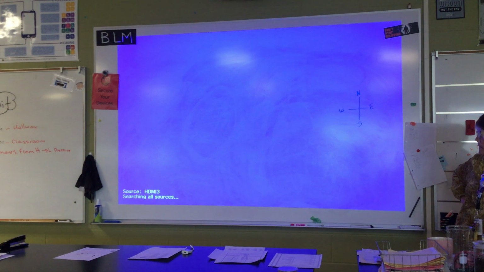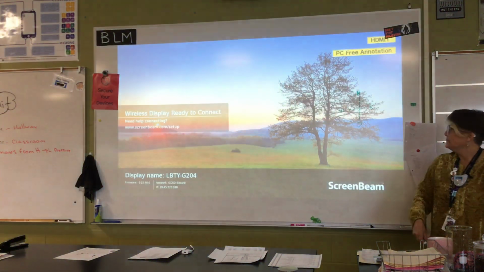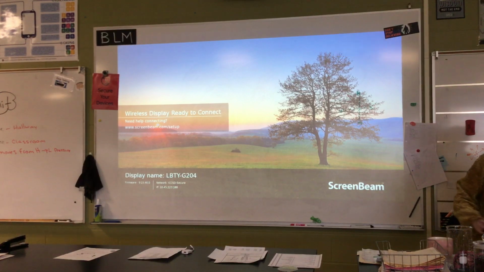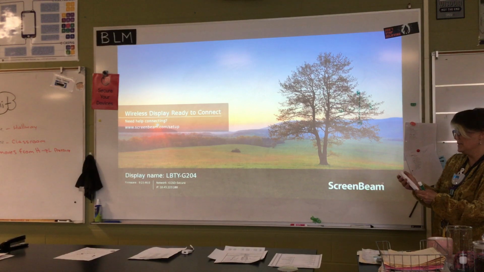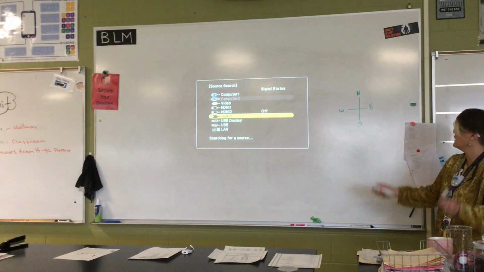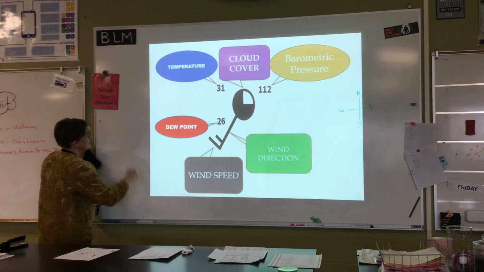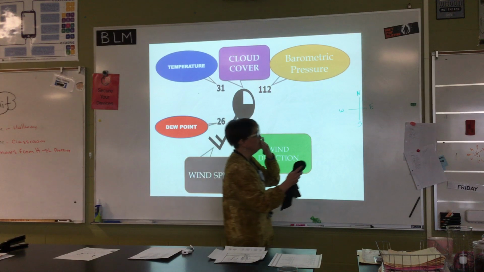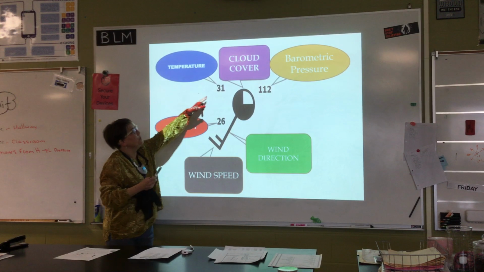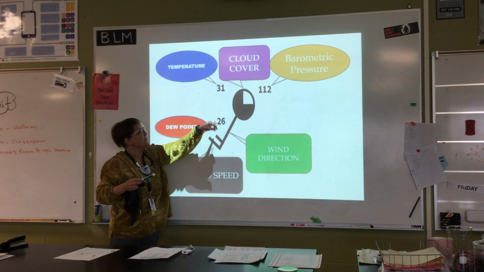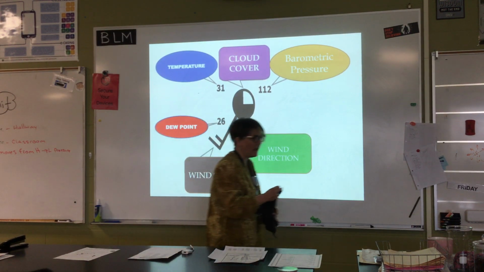And then that last one is dew point. That's the temperature at which dew will form. So right now, the temperature would be 31 degrees. If the temperature dropped down to 26, that means that dew would start to form. Water would start to come out of the air.